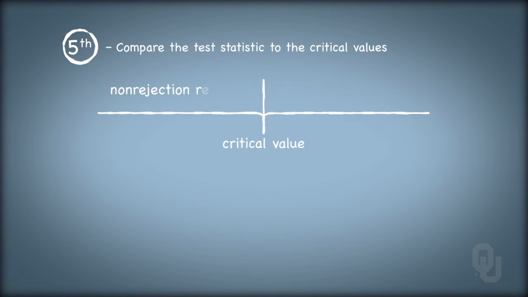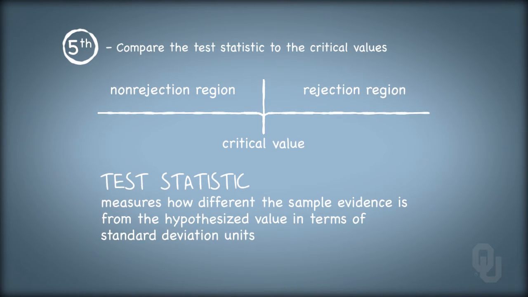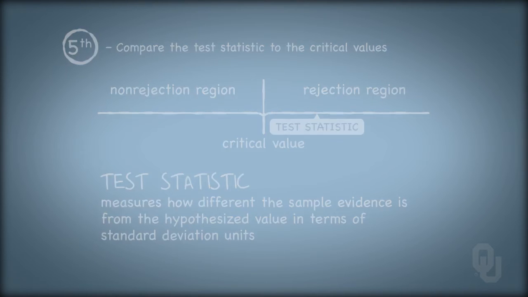Recall that the critical value is that level of evidence that defines the rejection region. Again, the test statistic measures how different the sample evidence is from the hypothesized value in terms of standard deviation units. If the evidence is a lot different, then the test statistic will land in the rejection region. That is, if the test statistic lies beyond the critical value, then it lies in the rejection region. Sixth and last, we make a decision.